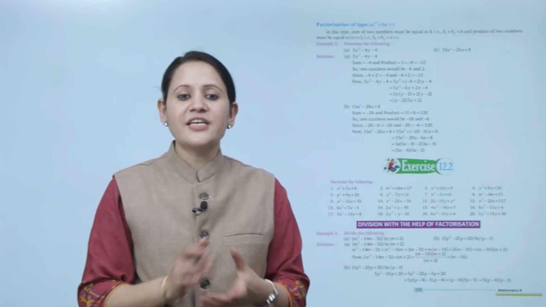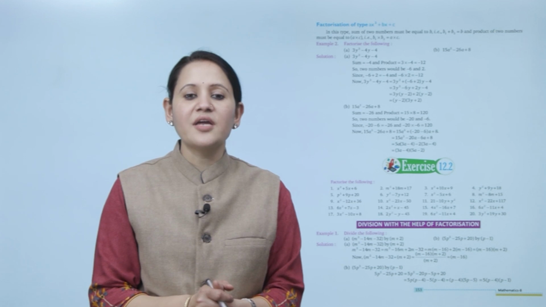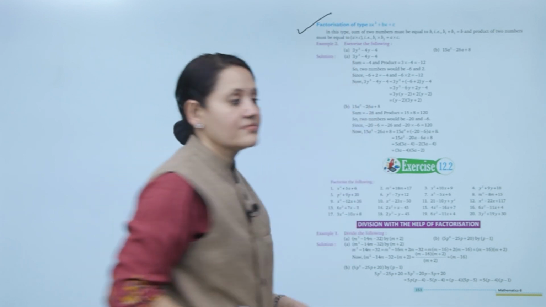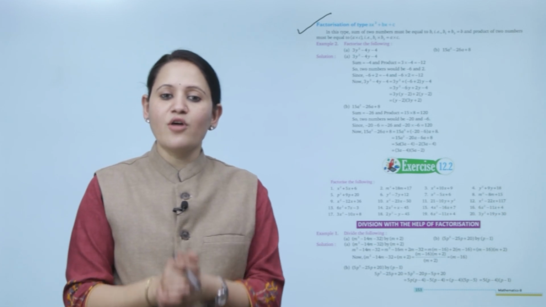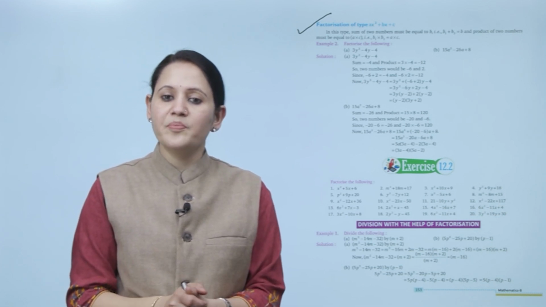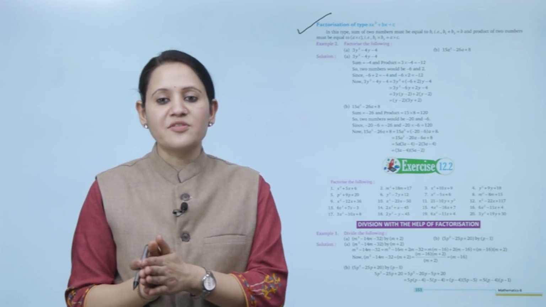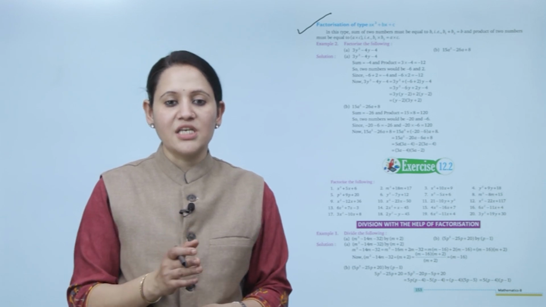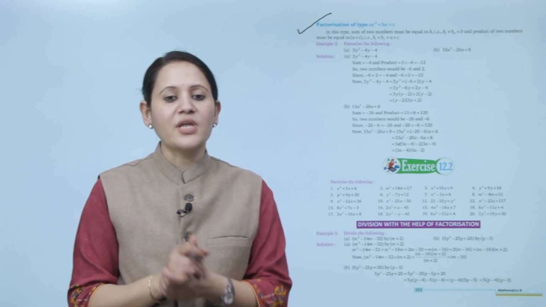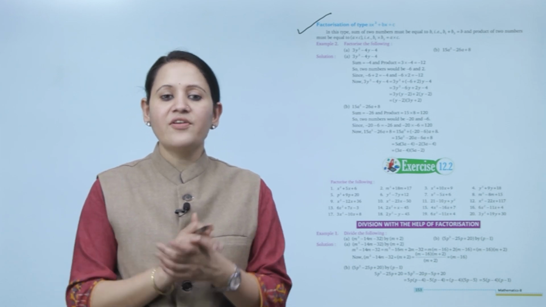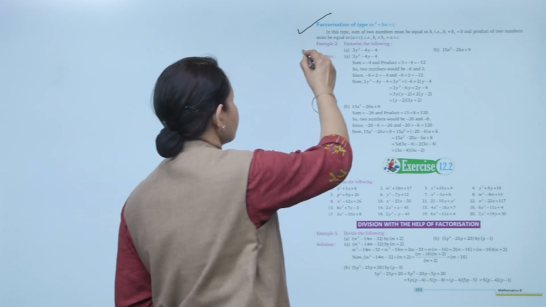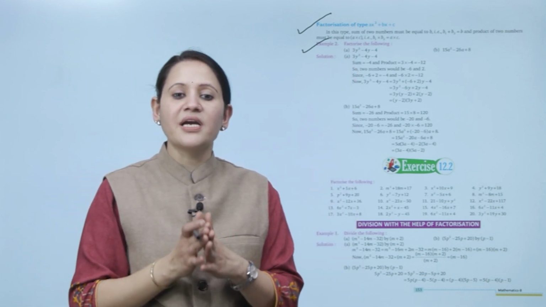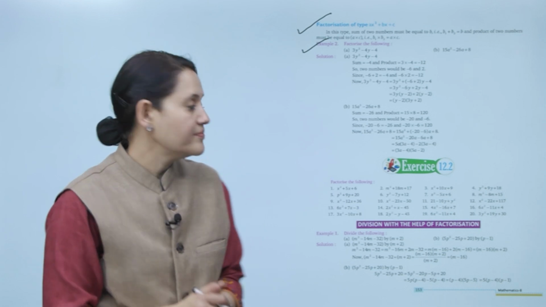Next is factorization of type ax square plus bx plus c. In this type, the sum of two numbers must be equal to b, b1 plus b2 equals b, and the product of two numbers must be equal to a into c, b1 into b2 equals a into c. Now I will take an example. Factorize the following: 3y square minus 4y minus 4.